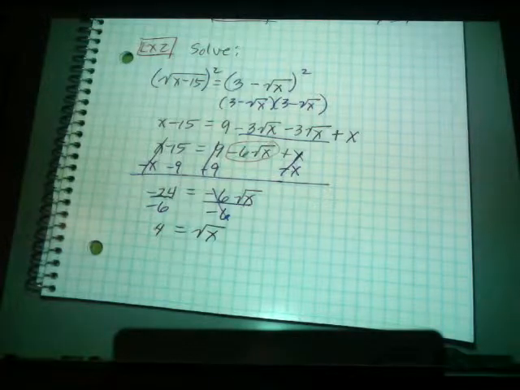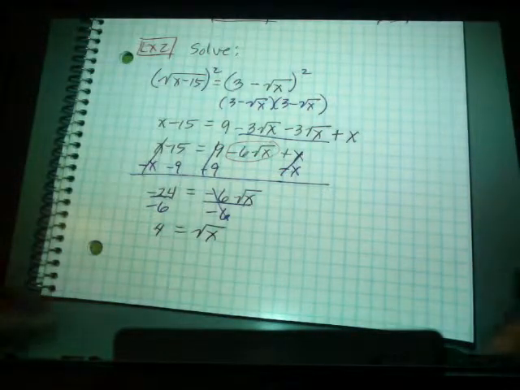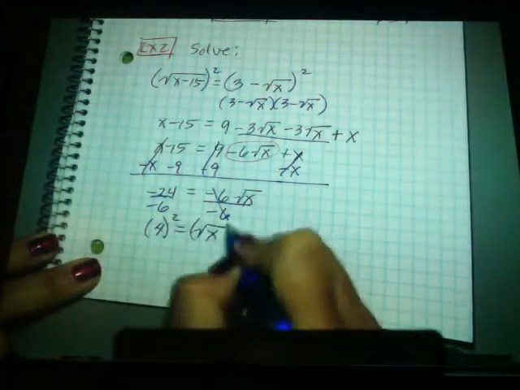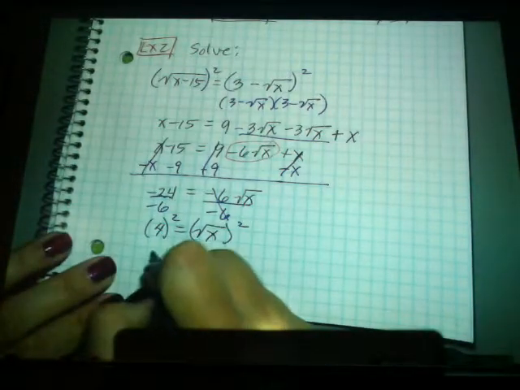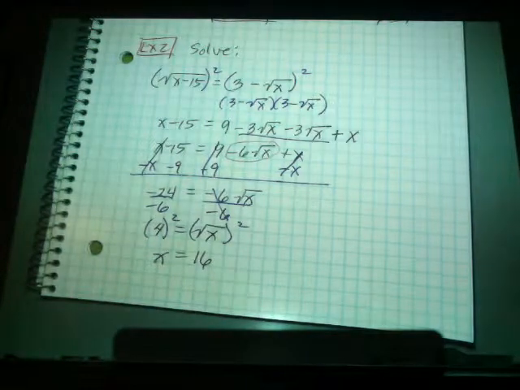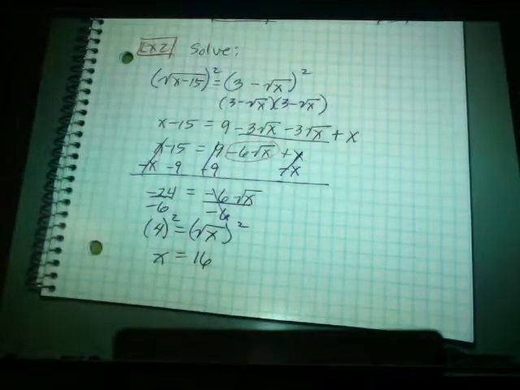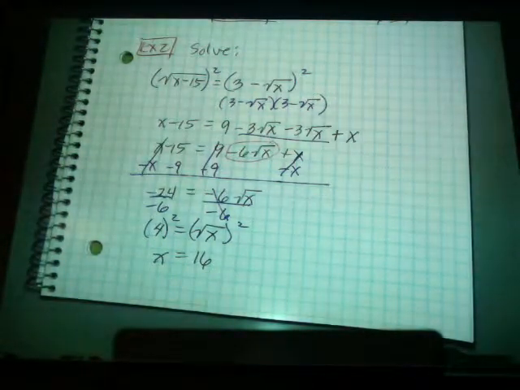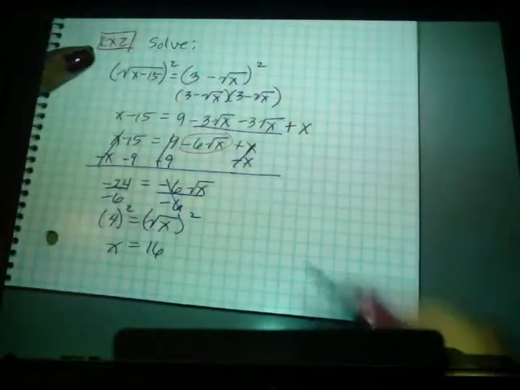Now what do you think we do? Square both sides again. So we get, I'm going to flip this around, x is equal to 16. That was a bit of a longer process. So we're going to check that. So let's check it in the original problem.